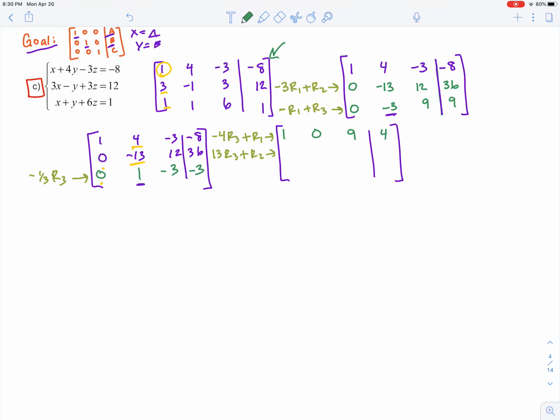Now I'm replacing row 2 with 13 row 3 plus row 2. 13 times 0 is 0 plus 0 is 0. 13 times 1 is 13 plus -13 is 0. 13 times -3 is -39 plus 12, -27. 13 times -3 is -39 plus 36, -3. And then I did not change row 3, so I'll just copy it down as it was in the previous step.